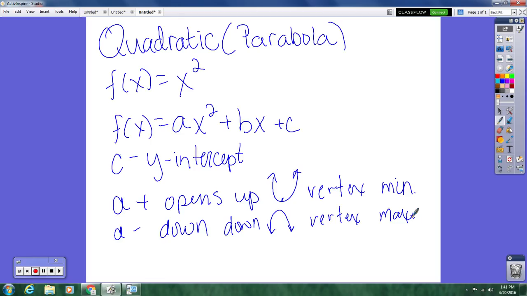Now, on the vertex, we talk about it different ways, but the vertex is an x and a y, and the x part of the vertex is negative b over 2a. We do negative b over 2a to find the x part of the vertex, and then you plug that number back in, f of negative b over 2a. We did that.